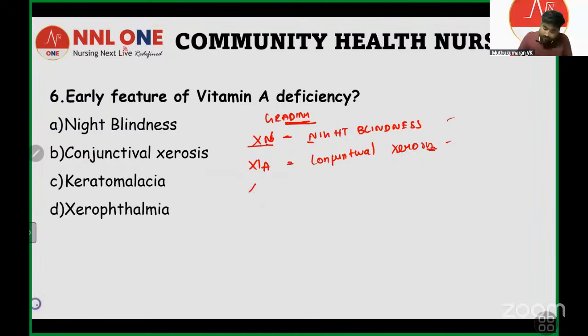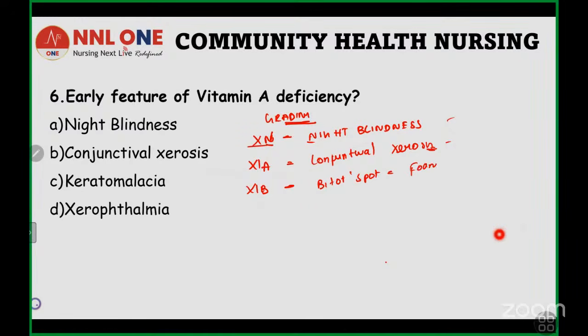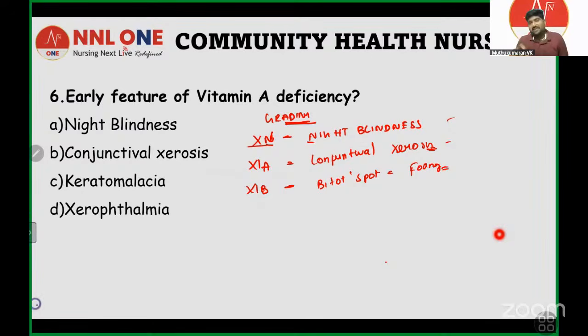Coming on to X1B, it is Bitot spot. So what is this Bitot spot? Foamy, white, gray, triangular patches. If they ask about a triangular keratin patch.